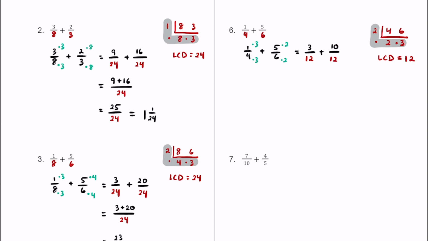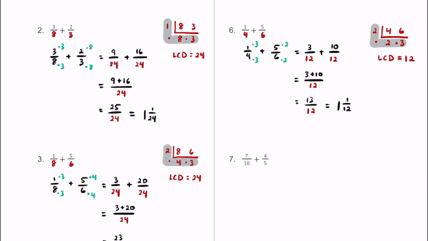If we go ahead and add these now, because they have common denominators, then the top is just going to say 3 plus 10. That's going to be 13, right? So we're going to have 13 over 12. And you can leave it like that if you want as an improper fraction, but as a mixed number, we can say this is 1 and 1/12, and that's good too.